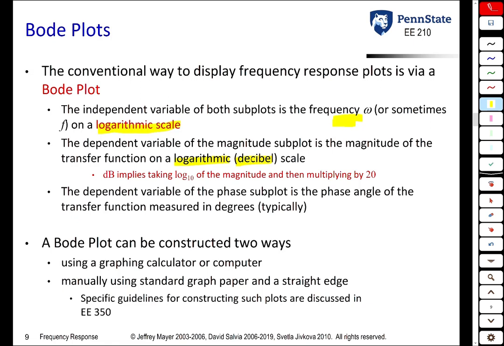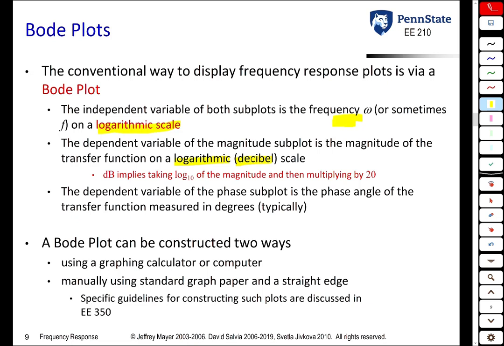It takes a bit to get used to using decibels at first, but eventually you can get very familiar with working with decibels, and it's pretty easy to deal with them. The dependent variable of the phase subplot is just the phase angle measured in either degrees or radians, although typically we do it in degrees.